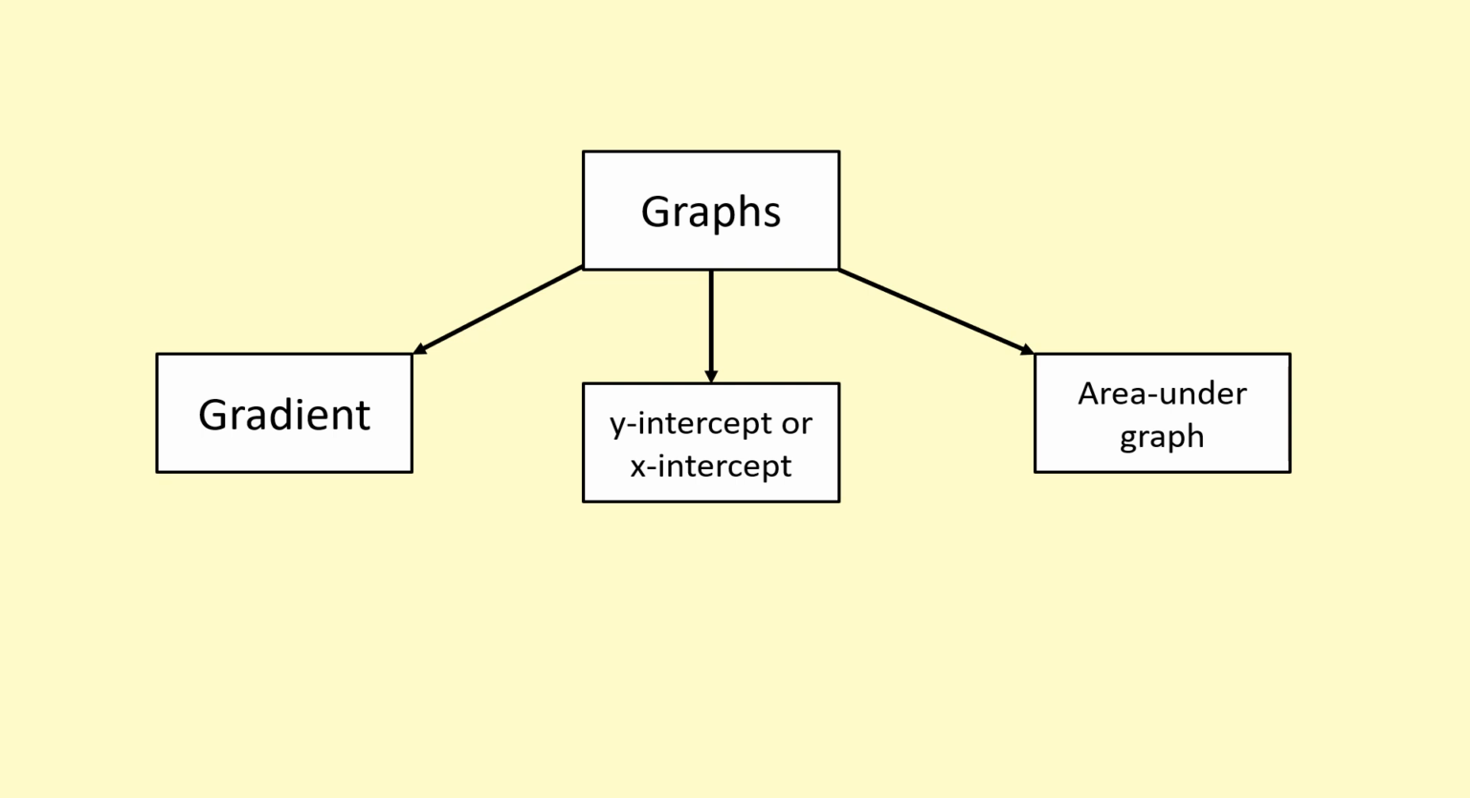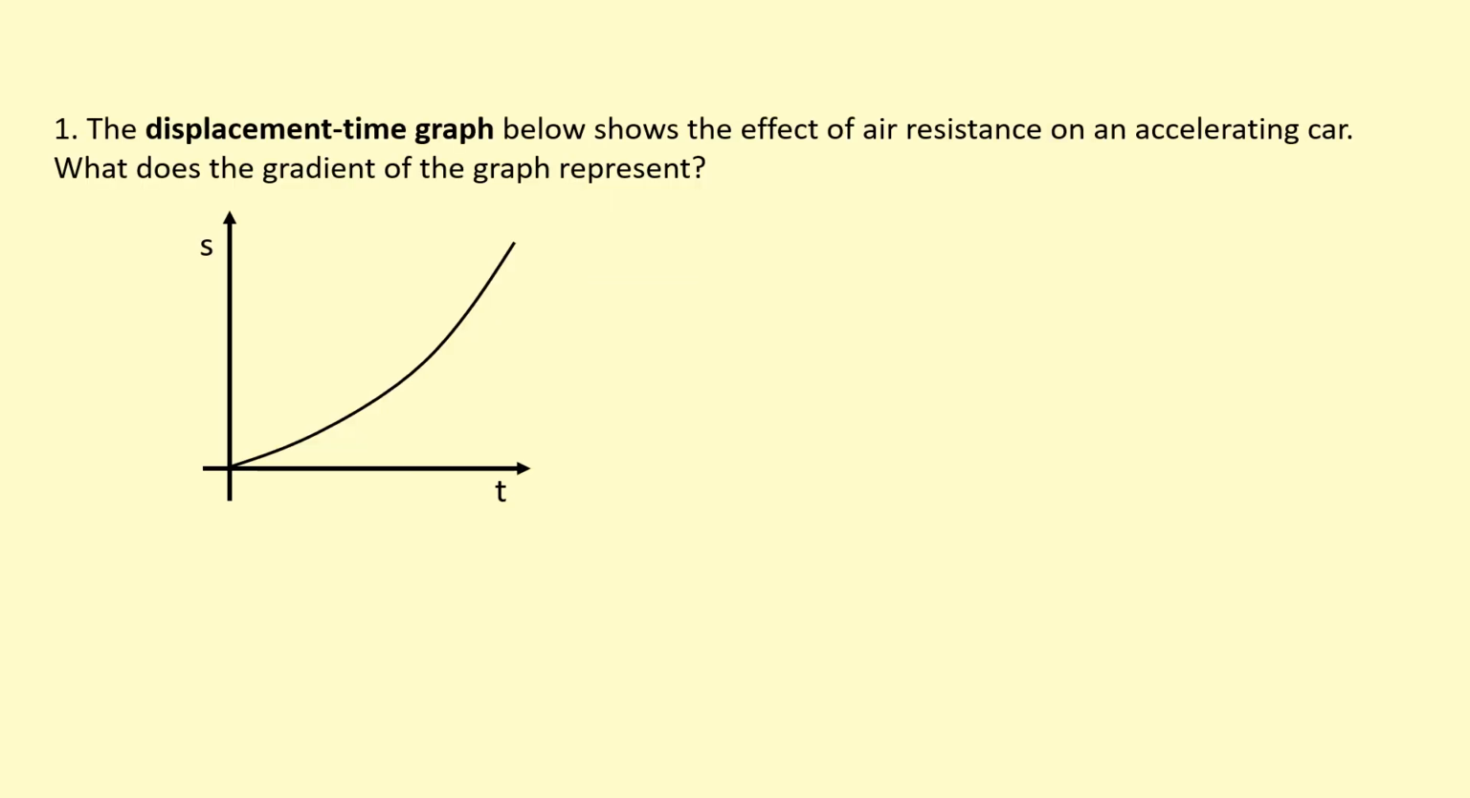Graphs have many features. One of the most important ones is a gradient. We're going to look at examples where the gradient represents something meaningful. The first example we have here is a displacement time graph for a car that's moving, and there's some air resistance as well. What does the gradient of the graph represent?